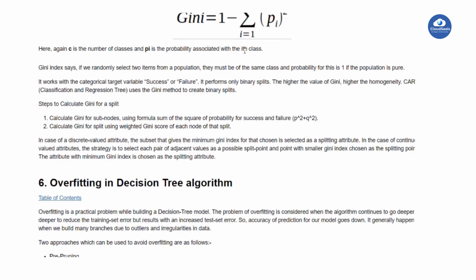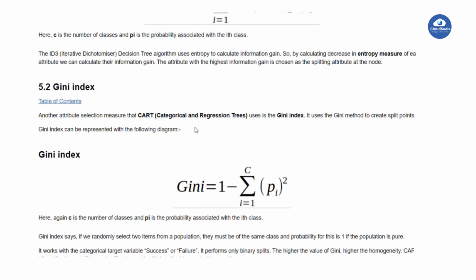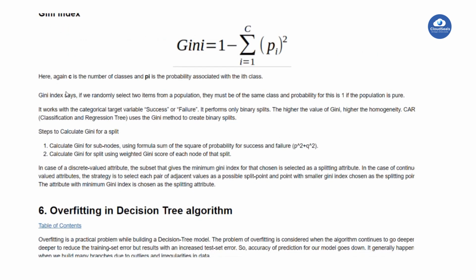How do we calculate here? Gini index says that if we randomly select two items from the population, they must be of the same class, and the probability for that is 1 if the population is pure. If the population is pure, whatever items we select randomly must belong to the same class, and the probability is also 1. That means we have classified correctly. It works with categorical target variables, success or failure. It performs only binary splits. The higher the value of Gini, the higher the homogeneity; it uses Gini methods to create the binary split.